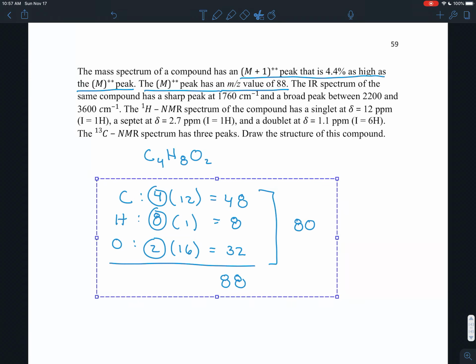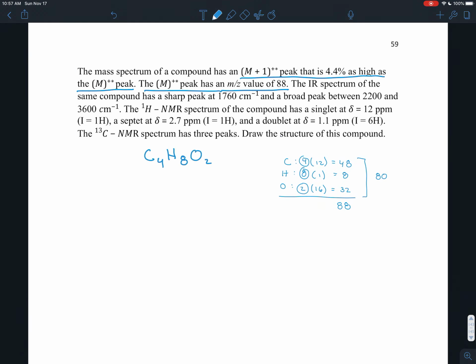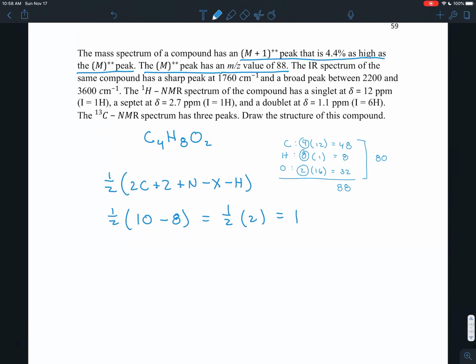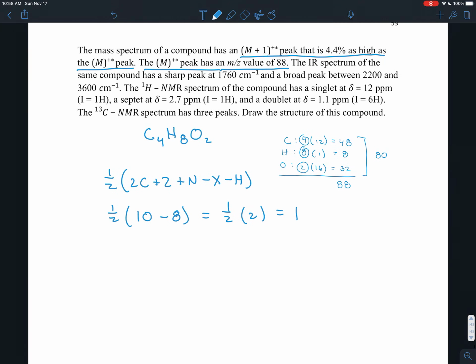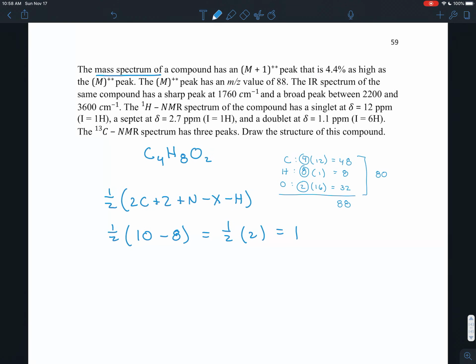So that's a plausible molecular formula. And if you draw the index of hydrogen deficiency for that, 1/2 times 2 times the number of carbons plus 2 plus the number of nitrogens minus the number of halogens minus the number of hydrogens, if you plug that in, you end up with 1/2 times 10 minus 8. So that's 1/2 of 2, which is just 1. So already we're seeing 2 oxygens and 1 degree of unsaturation, so we're probably thinking carboxylic acid. But so far we've squeezed all the information we can out of the mass spectrum, and that is the molecular formula.